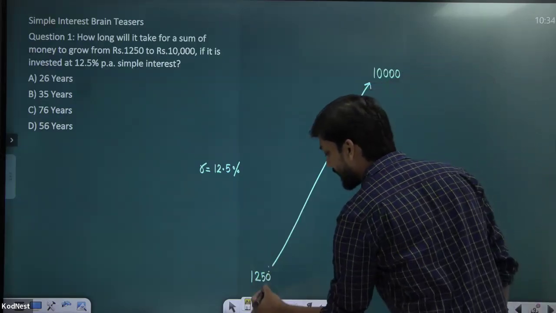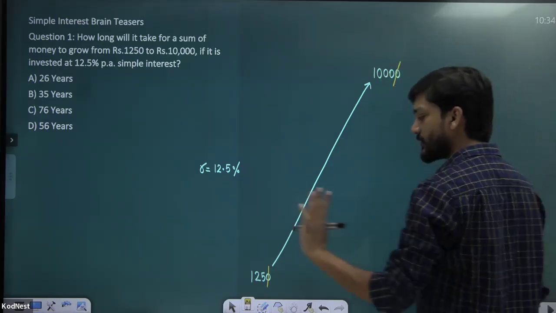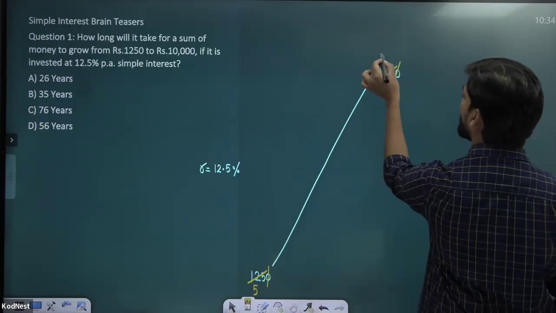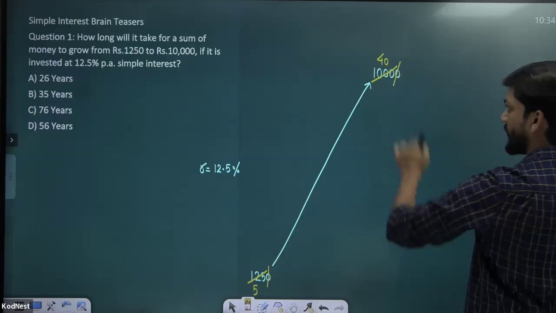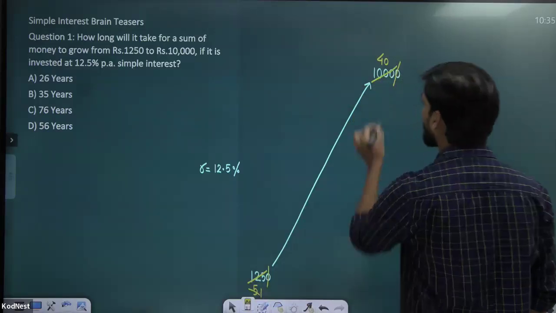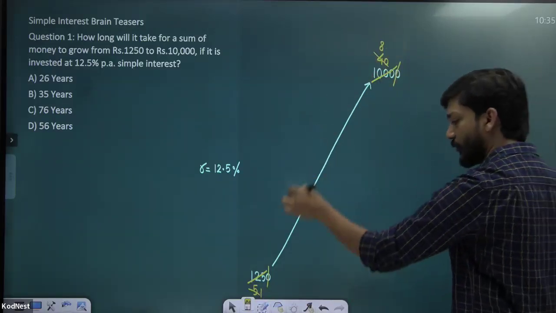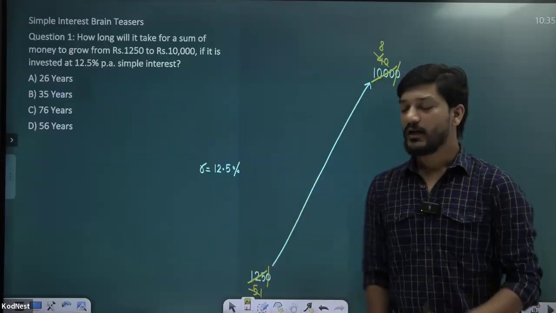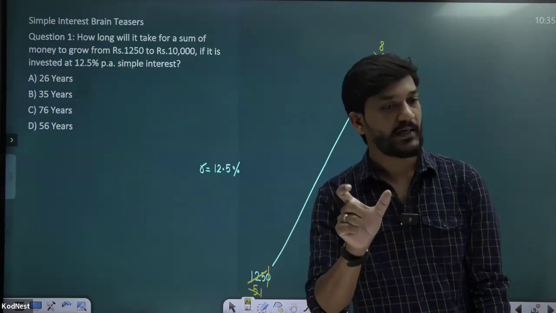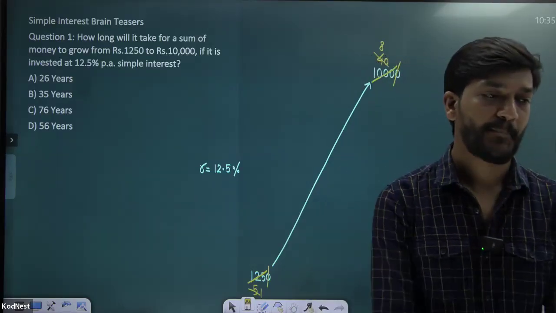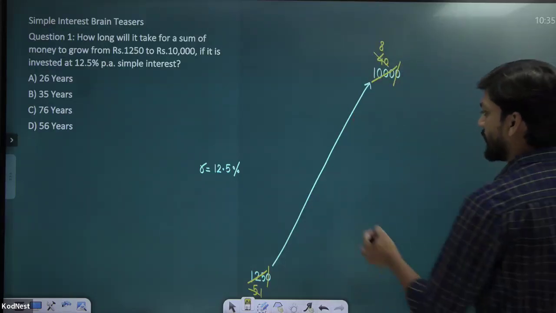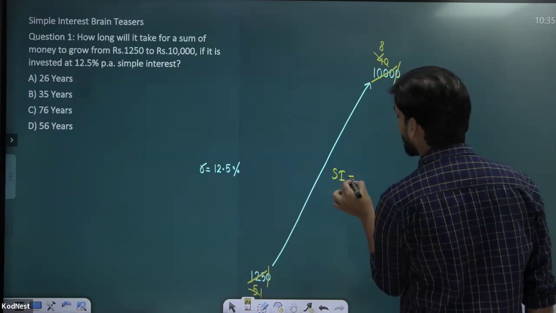Carefully see this. 0, 0, cancelled. 25 into 5 and 25 into 40 will become 1000. If you want to cancel more, 5 into 1, 5 into 8. So now think, 1 rupee is your principal, 8 rupees is the final balance. How much interest will you get? 7 rupees. Okay, so simple interest is 7 rupees.